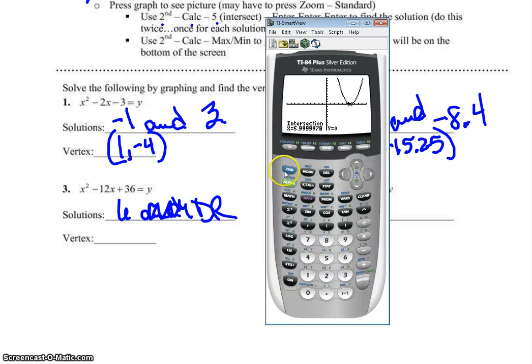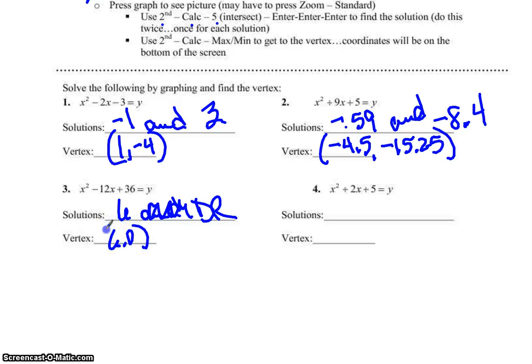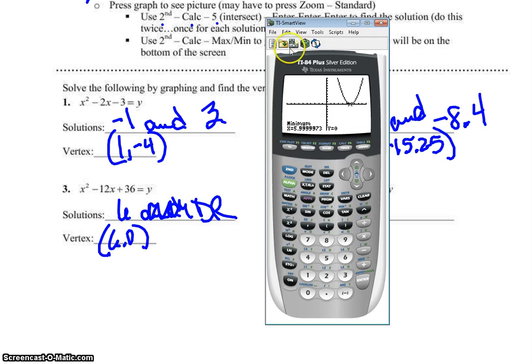So now to find the vertex, it's a low point, which is a minimum. So second, calc 3 for minimum. Go to the left. Press enter. Go to the right. Enter, enter. And that's going to be 6, 0. So that's also kind of proving that I only have one root. If the vertex is at 6, 0, and that's where the root is, it's not going to get any lower. It's not going to cross the x-axis a second time.